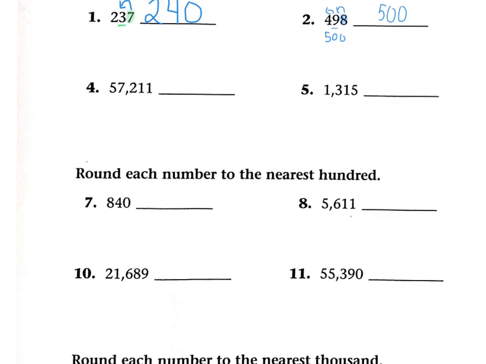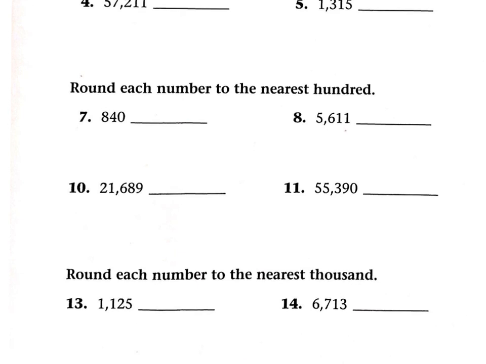All right, let's look at the next section here just so I can go through an example of each type that you'll have to do. So this is rounding to the nearest 100. The hundreds place is the third number to the left. So 1, 2, 3. So in this example, I'm rounding the 8.